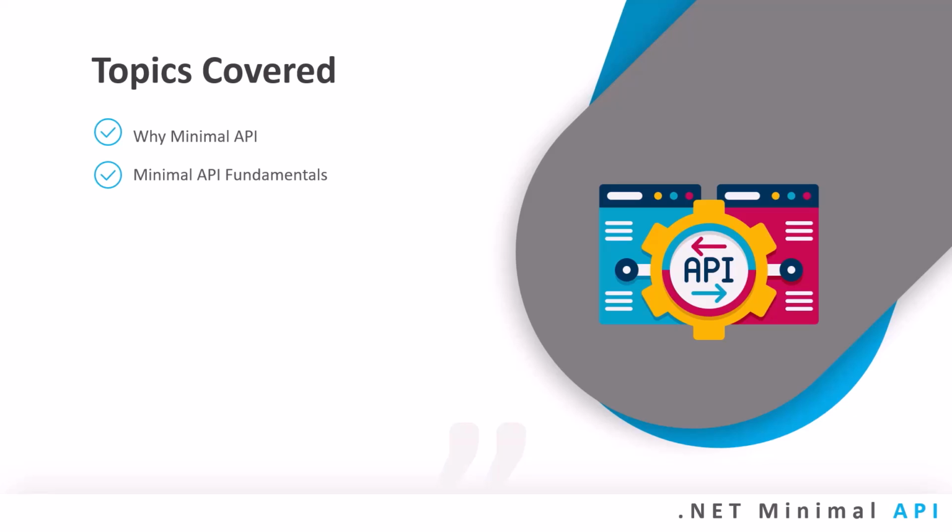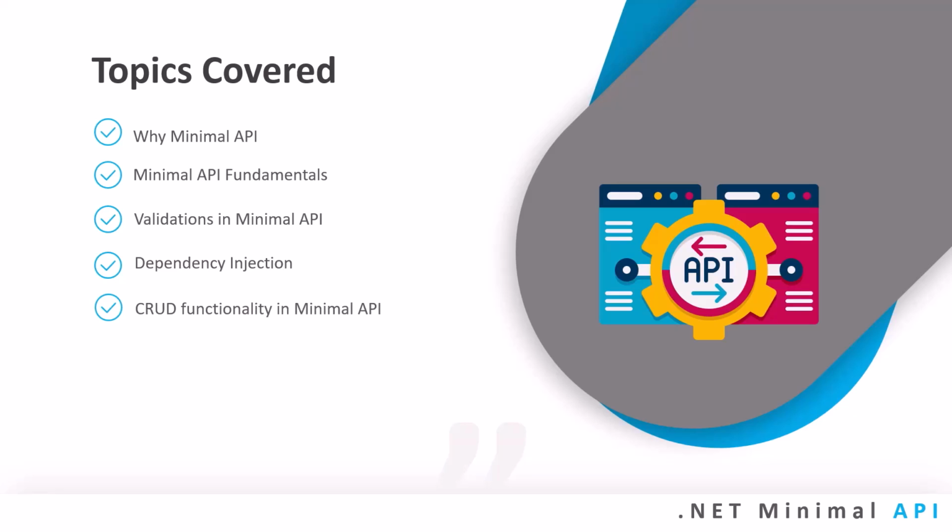Then we will be building endpoints with our API, and we will implement custom validations in Minimal API. Minimal API does not support the model state validations that are there in API, so we will see how to validate some things in Minimal API. We will learn more about dependency injection, we will inject AutoMapper, and we will see how to map DTOs in our application. And then we will perform CRUD operations with Minimal API.